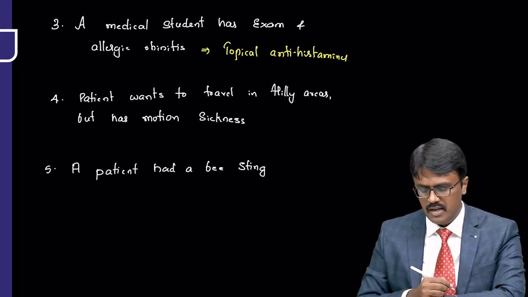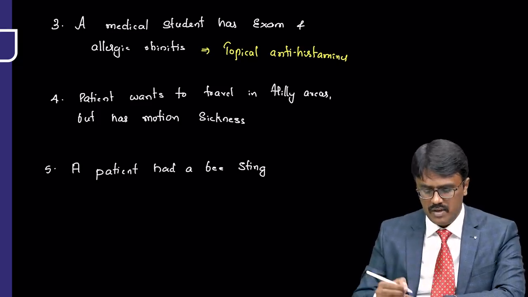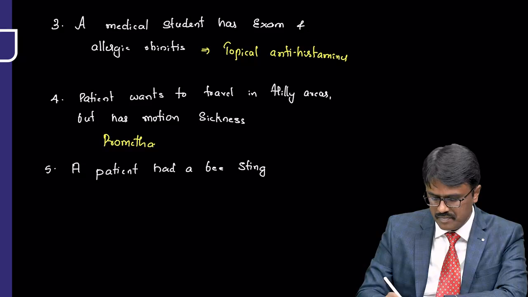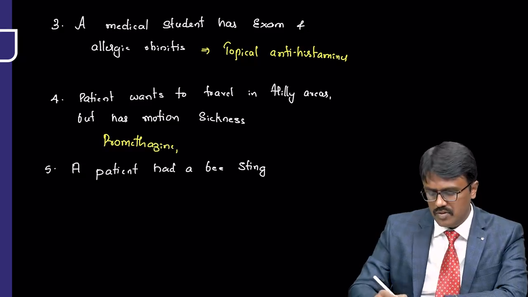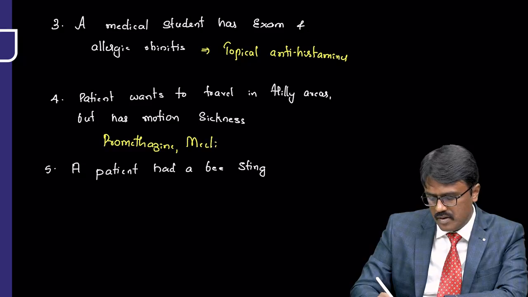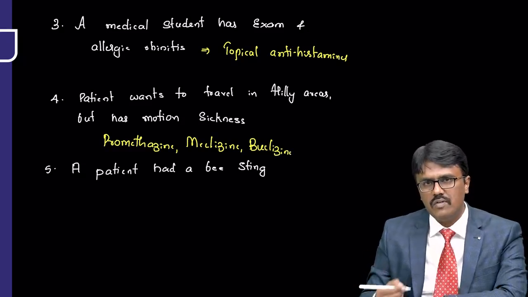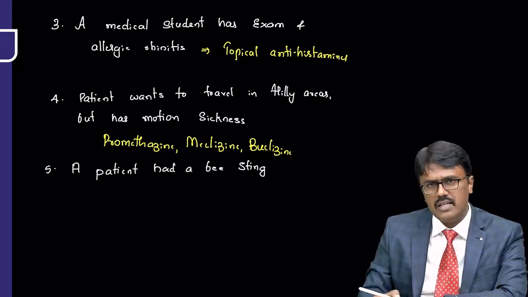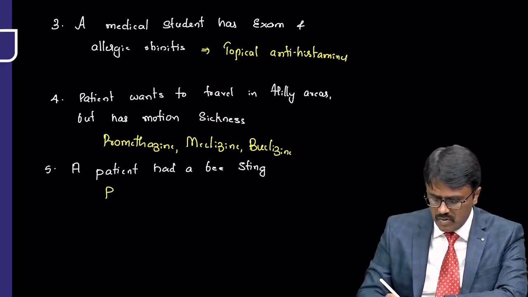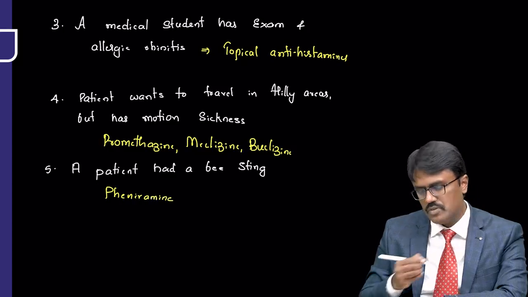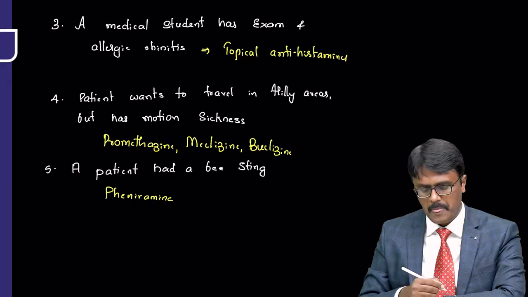Next, a patient wants to travel in hilly areas but has motion sickness. To prevent that, what we can use is promethazine. You can use meclizine or you can use buclizine. So these are the options we have. Then a patient had a bee sting. When a bee stings, histamine is released, so he will have rashes. Treatment is with antihistamine. Anything can be given, but the most commonly used one in our hospital setting is pheniramine. That can be used as an injection. You can give it IV.